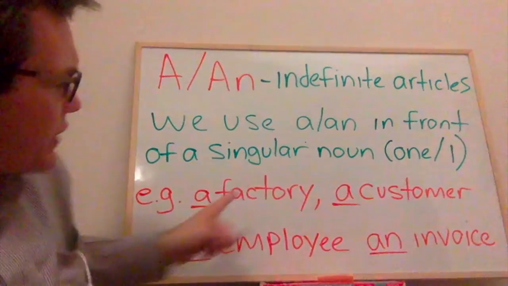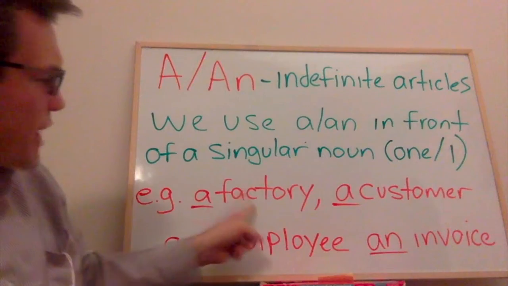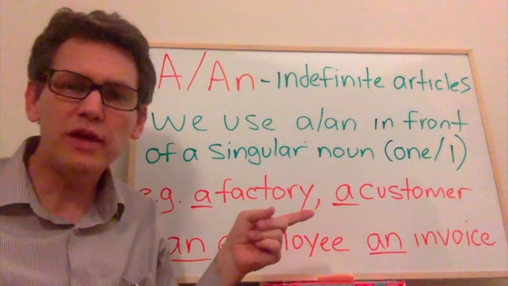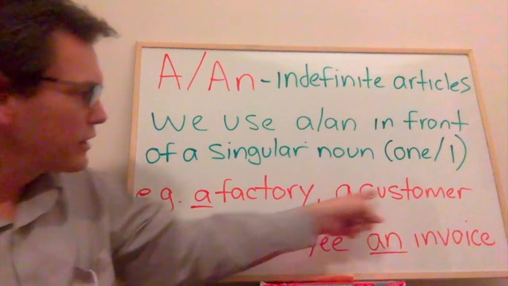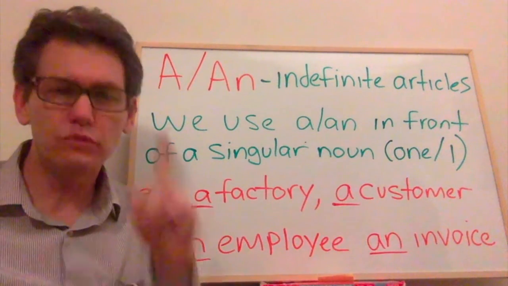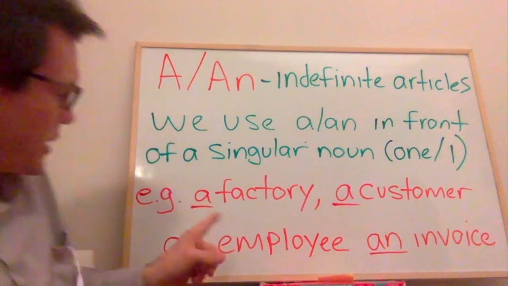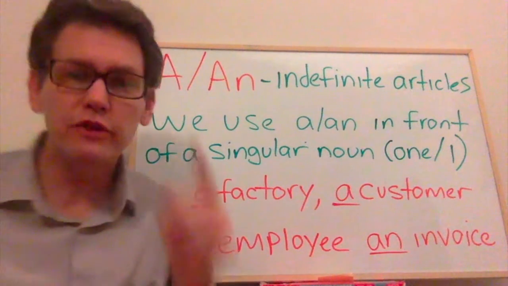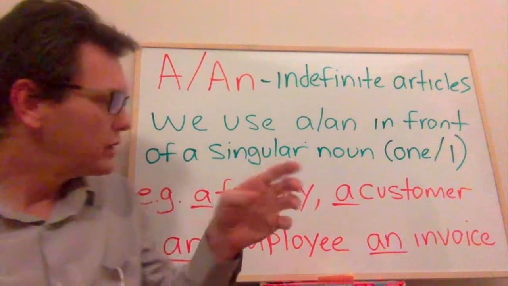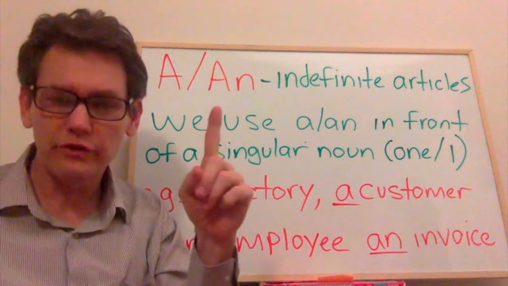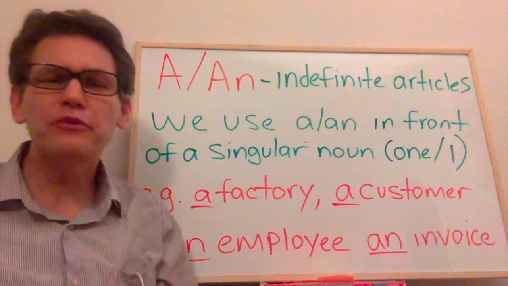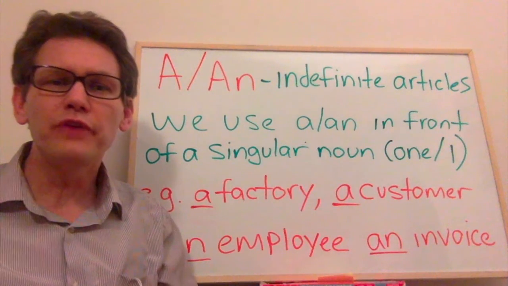So look at this example here. A factory. What does that mean? It means one factory. A customer means one customer. An employee means one employee. And the last one here, an invoice just means one invoice. Okay, let's look at some more rules and examples in the next part.